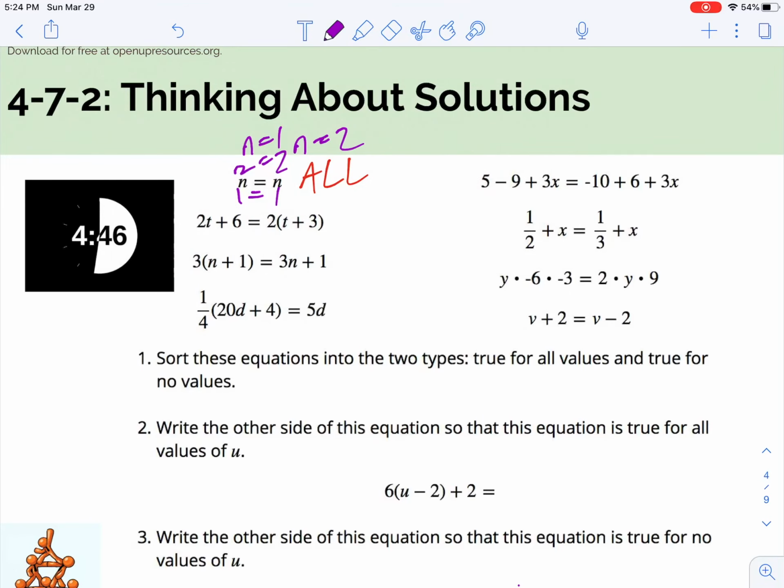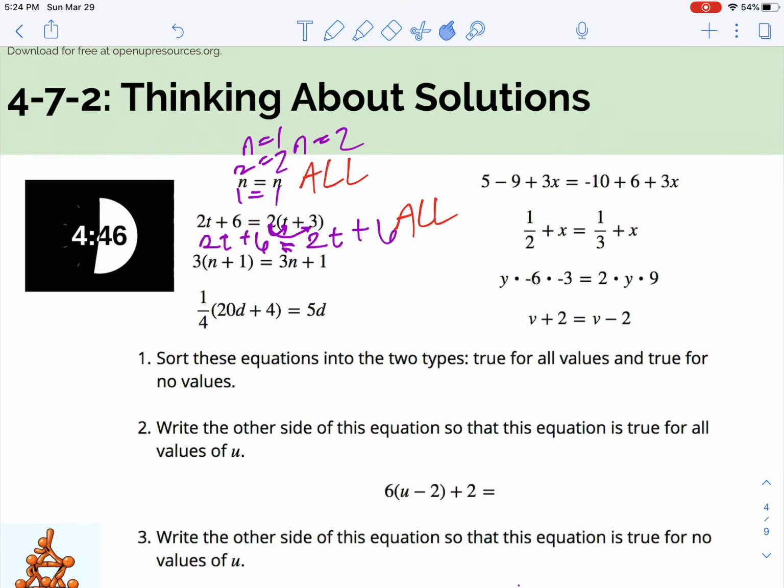Okay, so an equation like this, 2t plus 6 equals, you do distributive property, right? So I distribute my 2. So I've got 2t plus 6 equals 2 times t is 2t, 2 times 3 is 6. So right away, you can plug numbers in if that helps you. But if you have the same thing on the left side and the right side, you know that no matter what you plug in, it's going to be the same, right? Like 2t plus 6 equals 2t plus 6, it's the same. So I'm going to say all for that one.